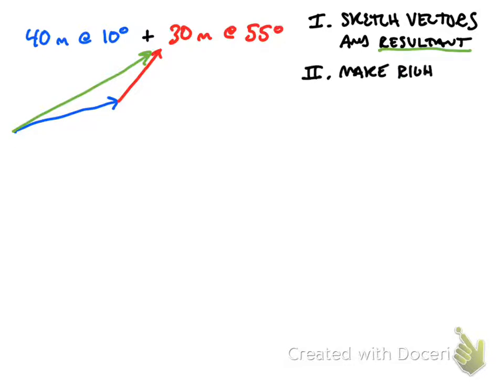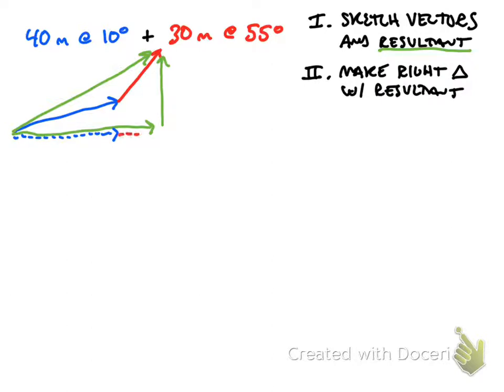Then after we get that, we want to make a right triangle with the resultant. So we kind of go across the x-axis and up the y-axis to match where the resultant is. And that's really coming from the x parts of these two vectors. So the blue vector x and the red vector x make up the x of the green resultant, and the blue vector y and the red vector y make up the y of the green resultant.